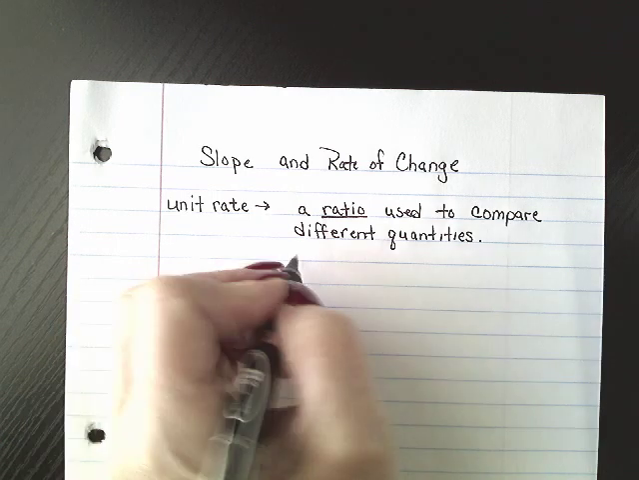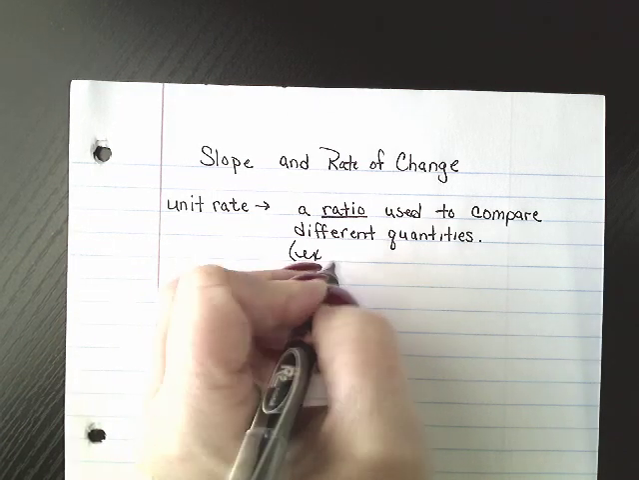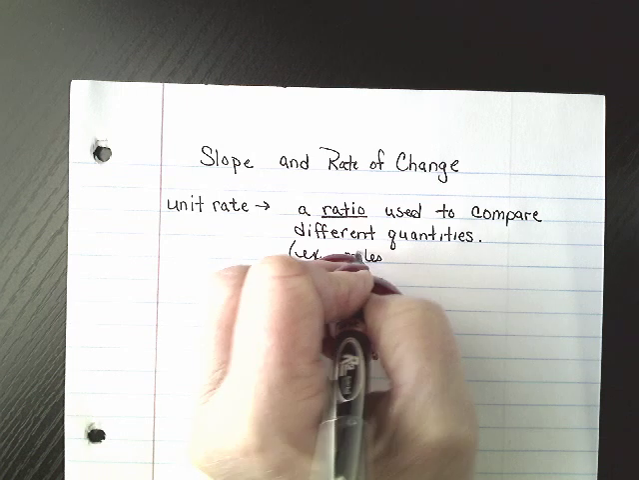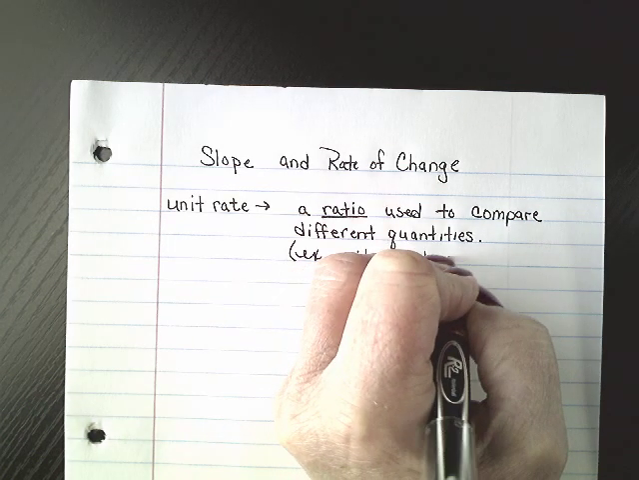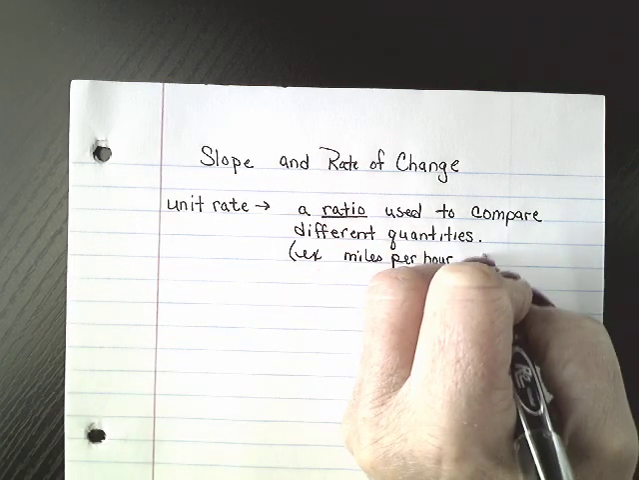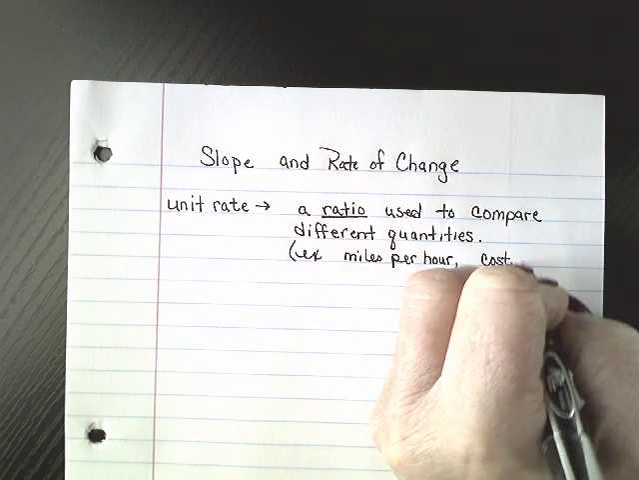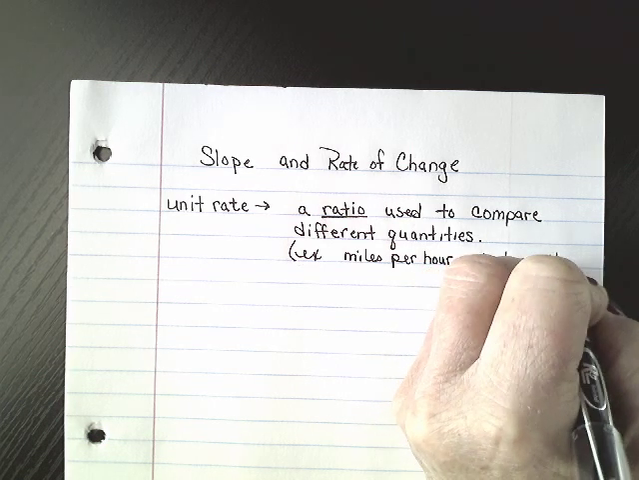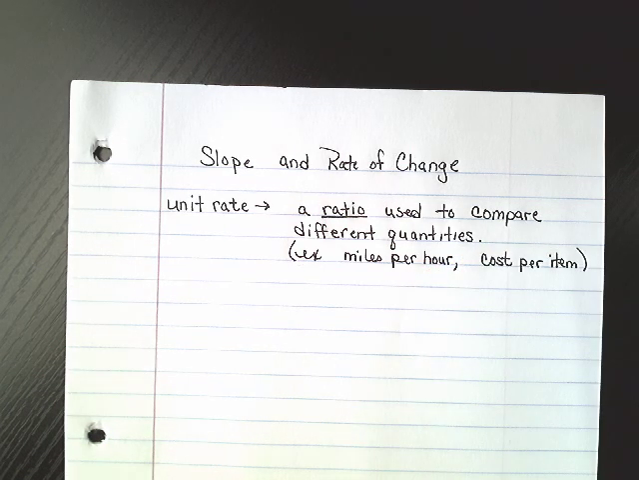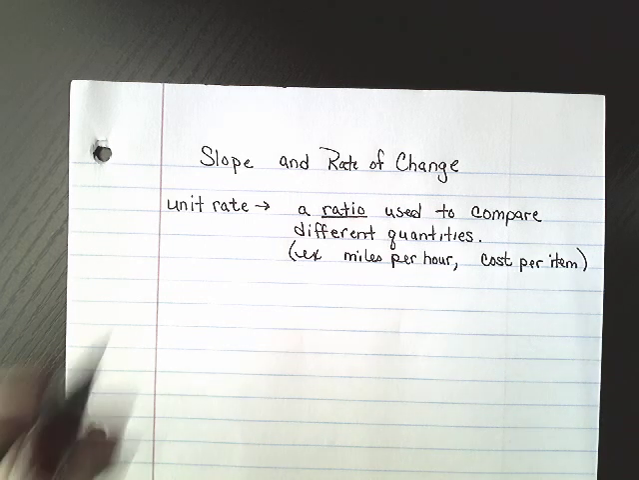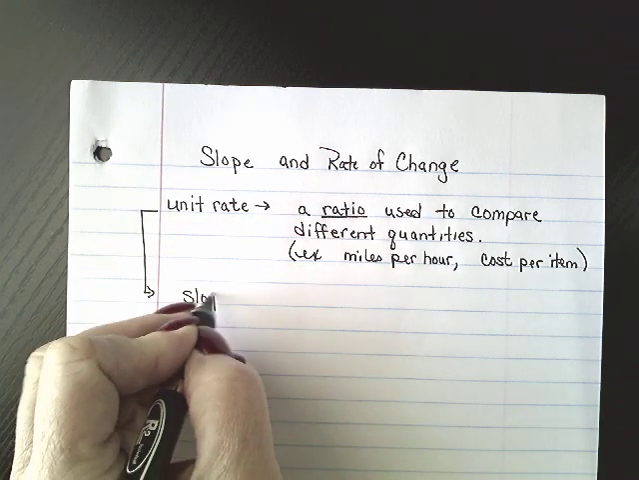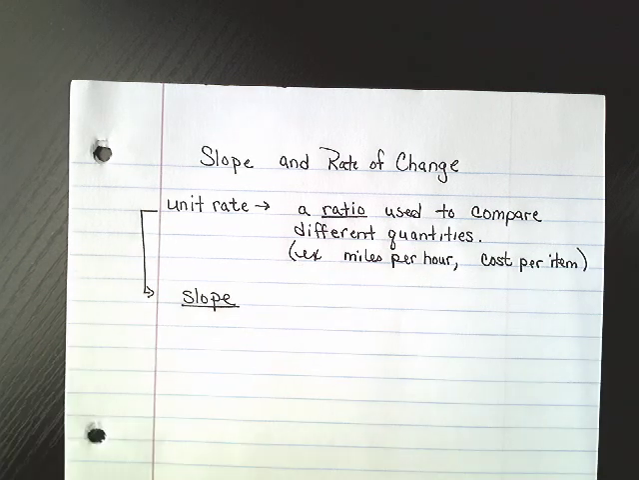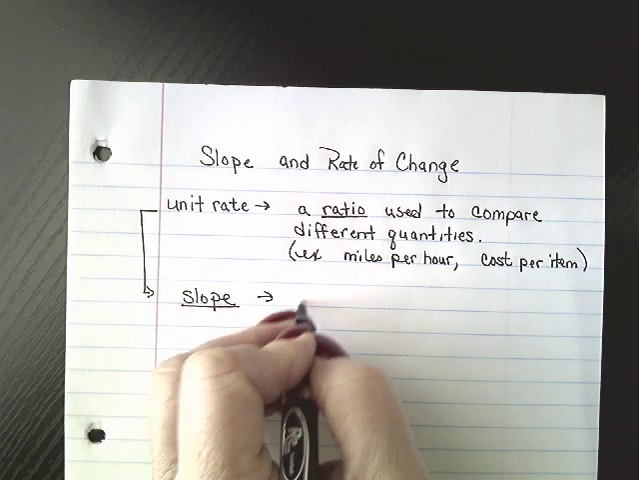Okay, and some of those examples from last year from graphing, we had examples of miles per hour. We also said maybe a cost, a price per item. Those are just a couple of examples of unit rates that we used last year. Now, a unit rate is just another way to explain slope. So slope is another way to describe unit rate.